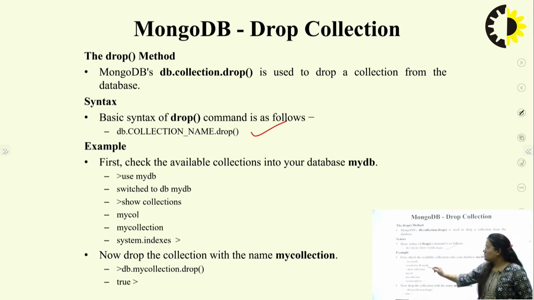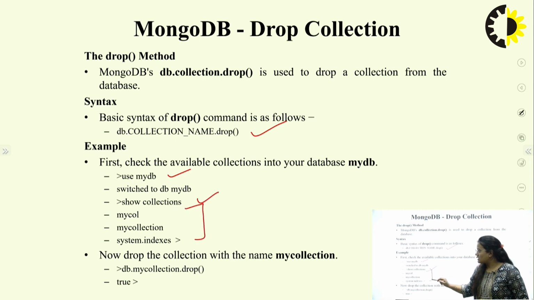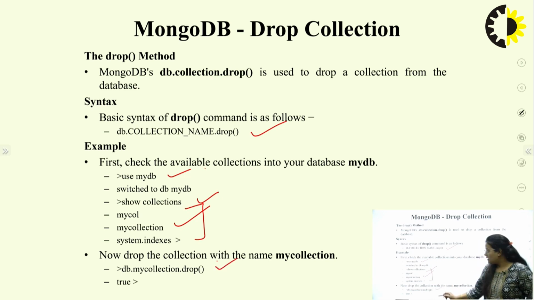Use mydb, switch to my db. Now show collections. These three collections are available in my database. Now drop the collection with the name mycollection. We have to drop this collection, then use db.mycollection.drop. Then the output will be true.